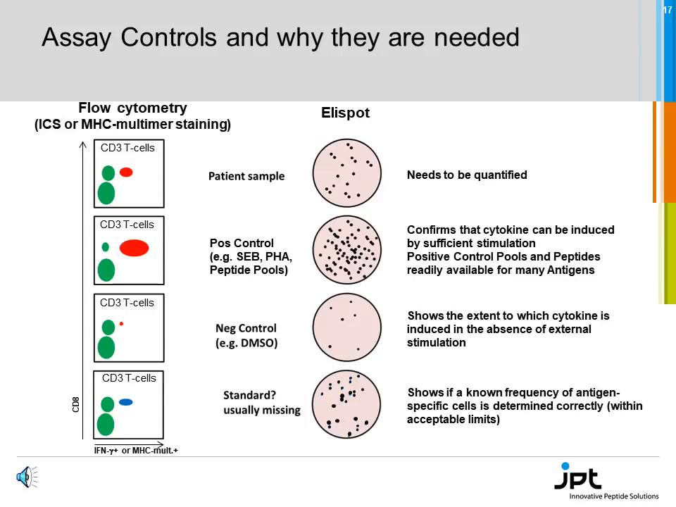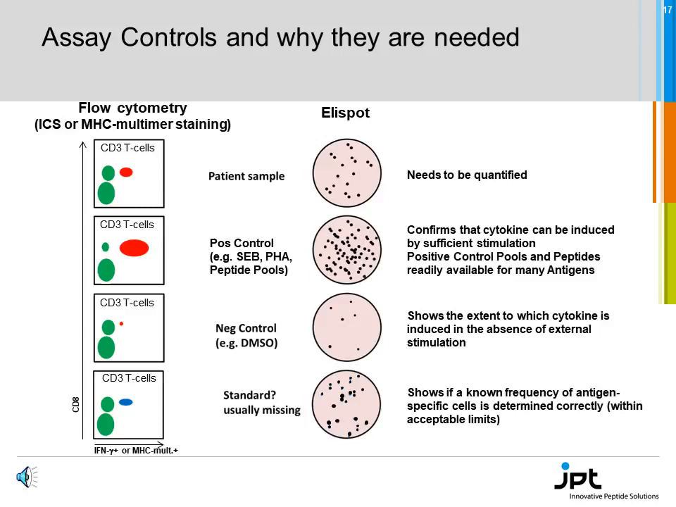In regards to MHC multimer staining, a negative control is usually produced by using an irrelevant MHC multimer. This assesses the binding of an MHC multimer that could not bind and therefore provides a measure of unspecific binding. A positive control would be a cell suspension with a given frequency of cells to which the MHC multimer is expected to bind.